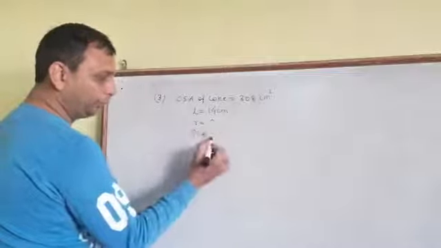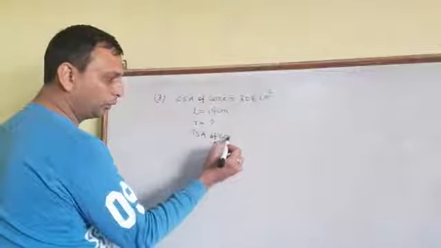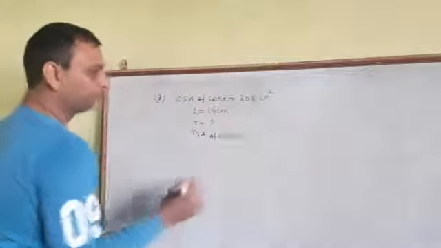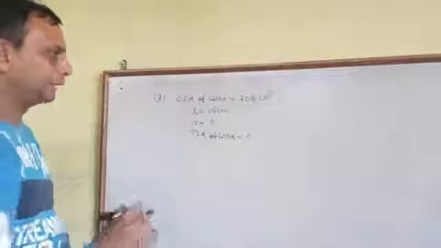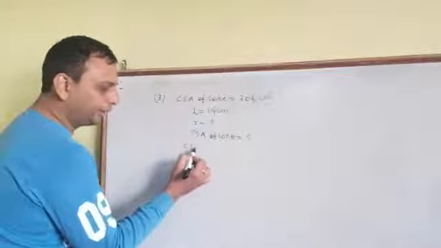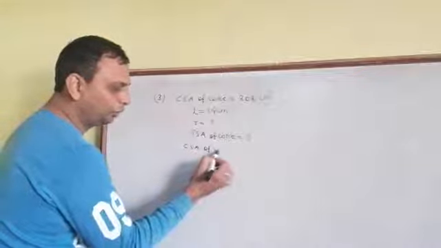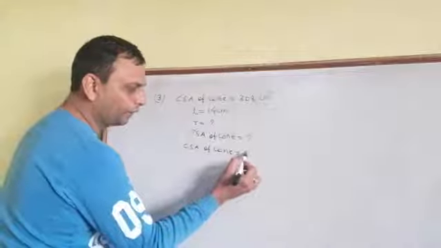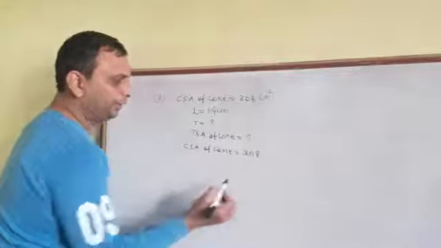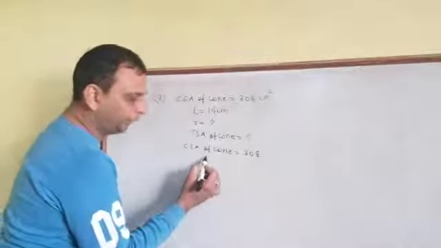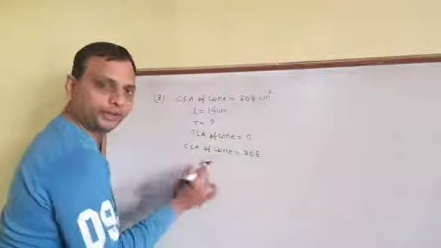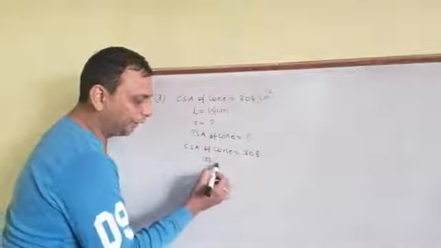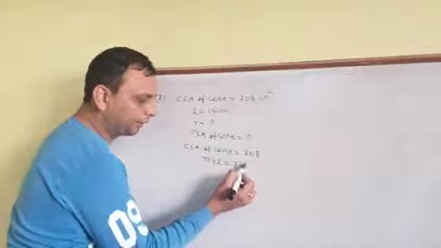I already discussed this with you. Here also we have to calculate. So first we will find the radius. The curved surface area of the cone is 308. This is the formula for curved surface area. We put the formula pi r l equals 308.